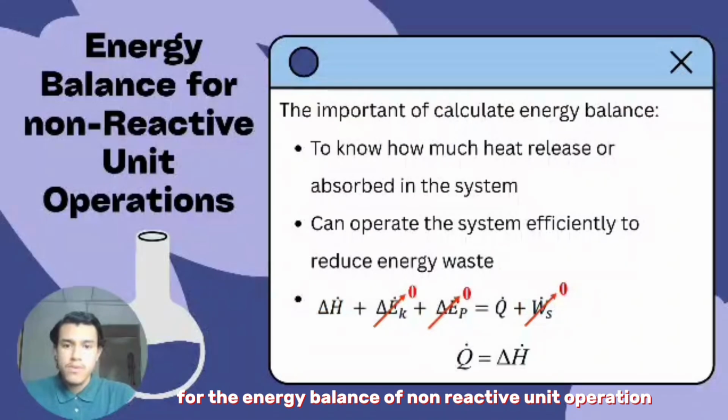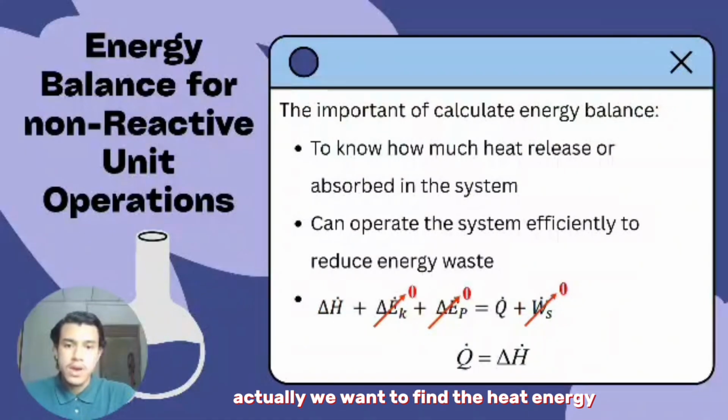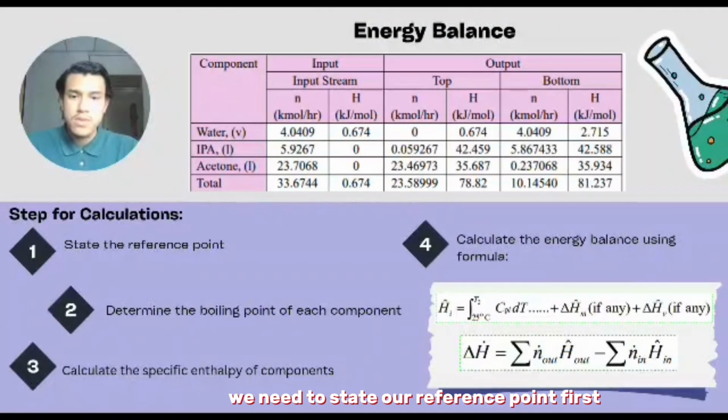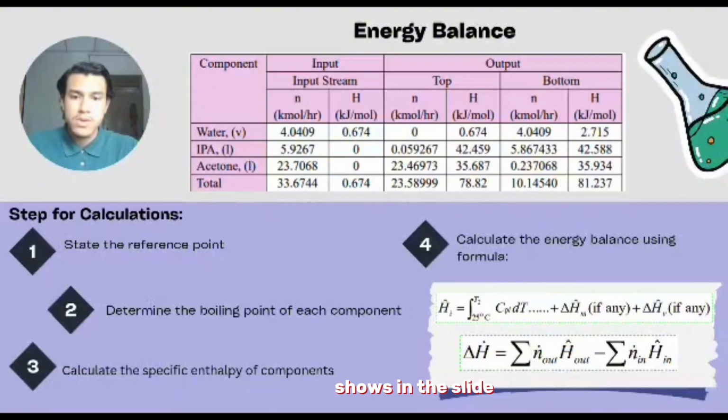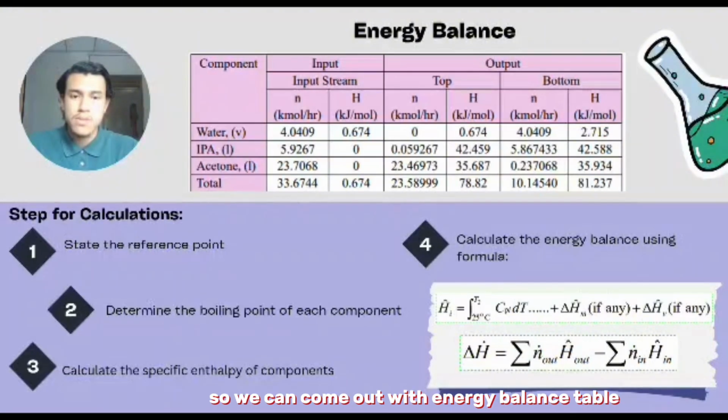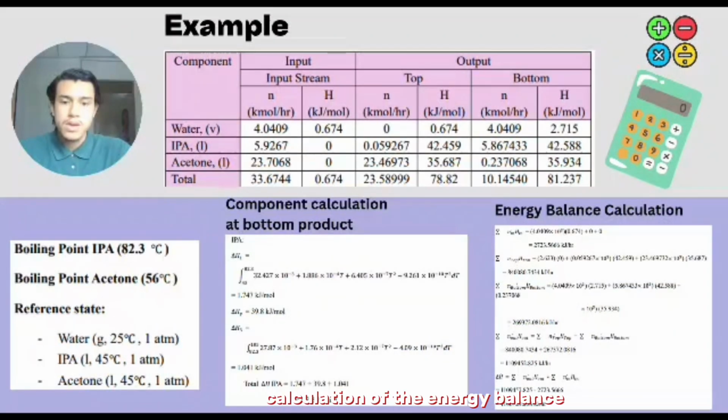For the energy balance of non-reactive unit operation, we identify the importance of this calculation. We can see from the slide, the lower the energy needed, the more efficient the system. Actually, we want to find the heat energy by calculating the change of enthalpy because heat energy equals the change of enthalpy. Before we start the calculation, we need to state our reference point first and determine the boiling point of each component. So we can proceed to calculate the specific enthalpy of each component. After that, the energy balance can be calculated using the formula shown in the slide. So we can come up with the energy balance table. This slide is the example calculation of the energy balance after stating the reference point.